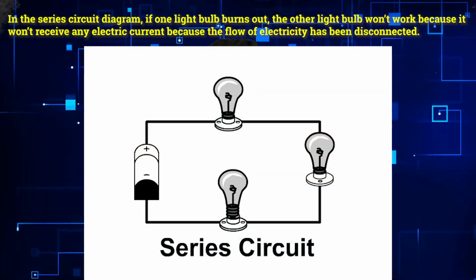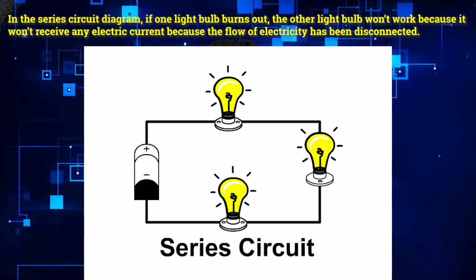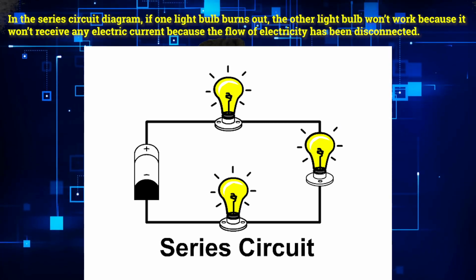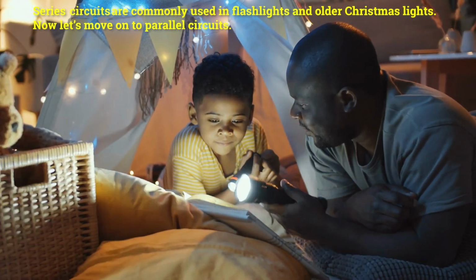In the series circuit diagram, if one light bulb burns out, the other light bulb won't work because it won't receive any electric current because the flow of electricity has been disconnected. Series circuits are commonly used in flashlights and other Christmas lights.